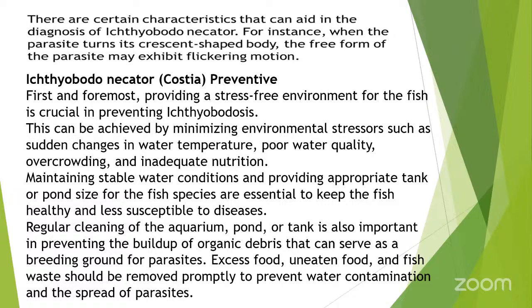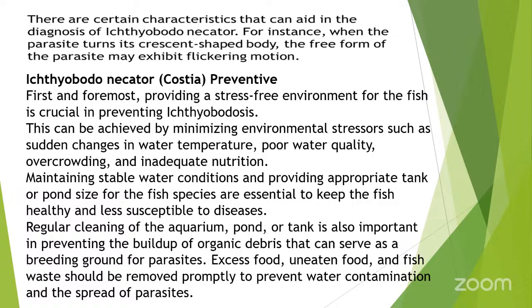Now, how to prevent this? First and foremost, providing a stress-free environment for the fish is crucial in preventing ichthyobodosis. This can be achieved by minimizing environmental stressors such as sudden changes in water temperature, poor water quality, overcrowding, and inadequate nutrition. Maintaining stable water conditions and providing appropriate tank or pond size for the fish species are essential to keep the fish healthy and less susceptible to diseases.